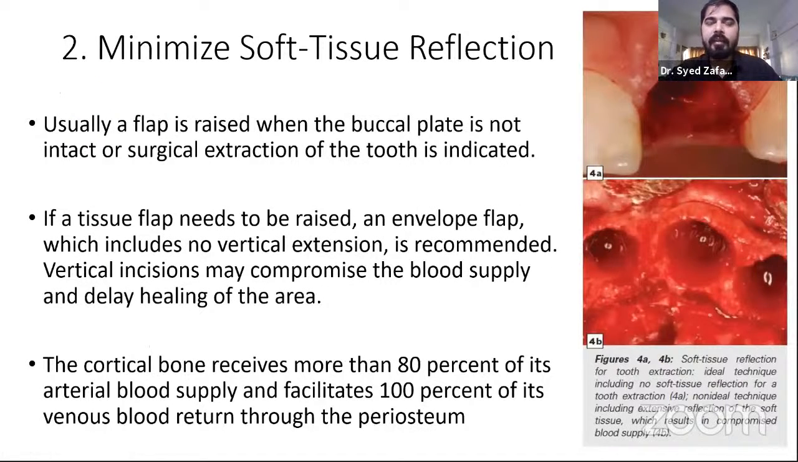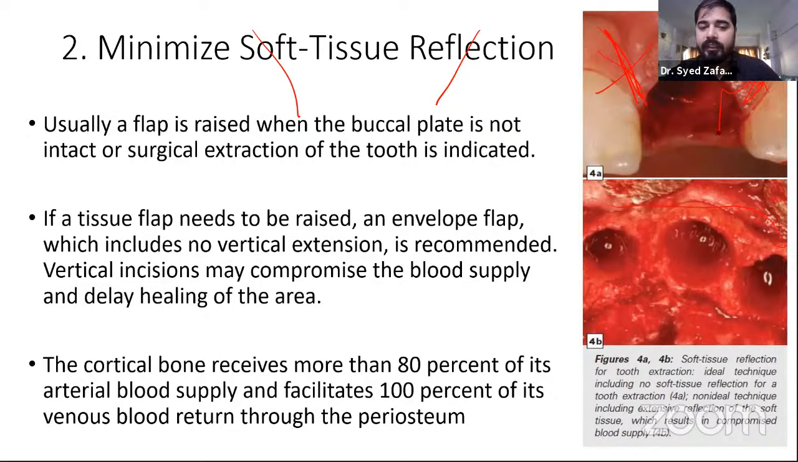Then second, minimum soft tissue reflection. We all know that the blood supply and the periodontium will depend on the soft tissue. So minimum soft tissue reflection, if there is no surgical indication, if you fracture the root or something like that, minimum soft tissue reflection like this. Minimum, no vertical incision. Okay, no vertical incision, because it will compromise the blood supply and healing will be delayed.